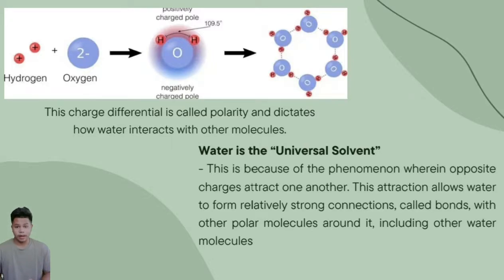These are called hydrogen bonds with other polar molecules around it, including other water molecules. In this case, the positive hydrogen of one water molecule will bond with the negative oxygen of the adjacent molecule, whose hydrogens are attracted to the next oxygen, and so on. This bonding makes water molecules stick together in a property called cohesion. The cohesion will be discussed by the following discussant.